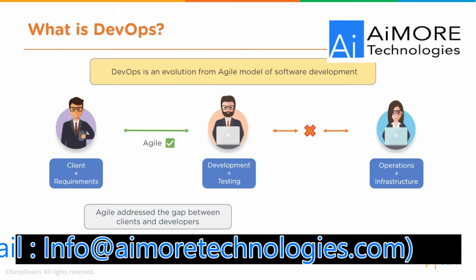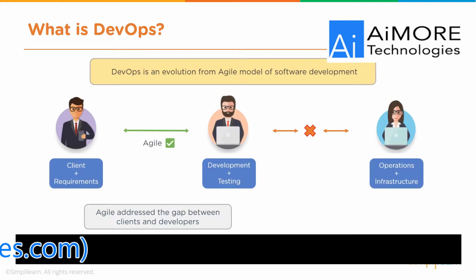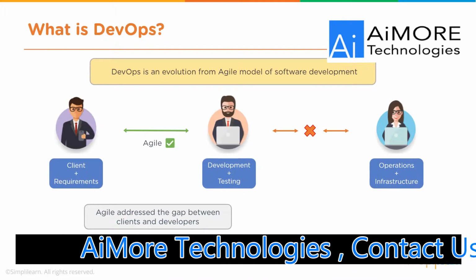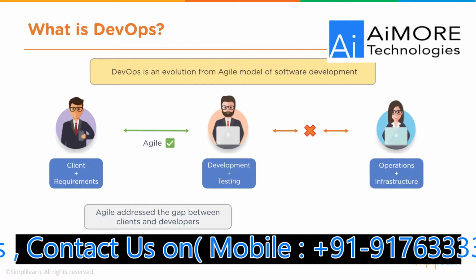So DevOps is an evolution of the Agile model. The Agile model really is great for gathering requirements and for developing and testing out your solutions. And what we want to be able to do is address that challenge and that gap between the ops team and the dev team.